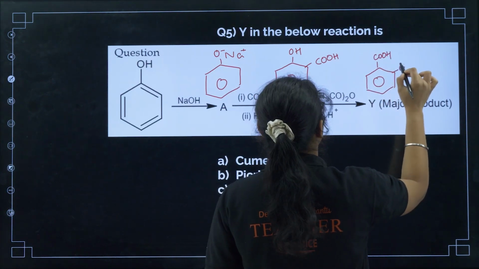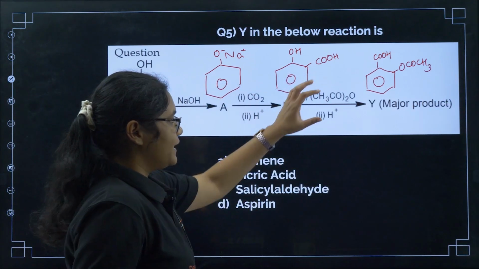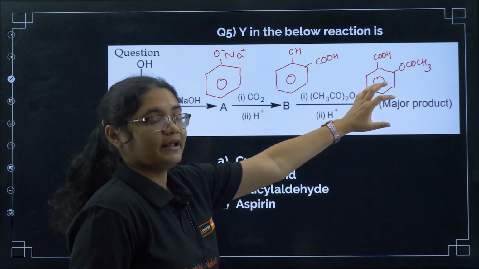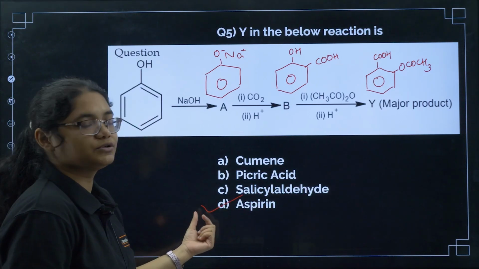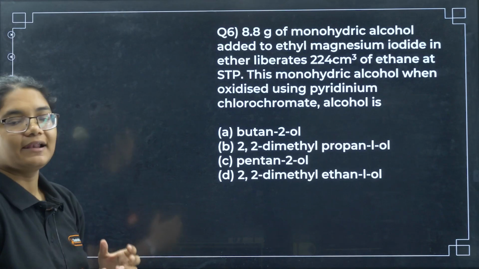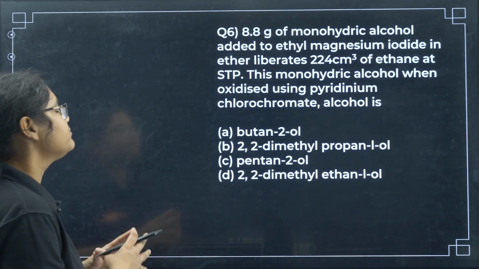COOH and OCOCH3. Now when we get this product, this will be called your aspirin, and it is a very important drug compound. So option number D here. Let's see now question number 6. This is a previous year question and a very important question.